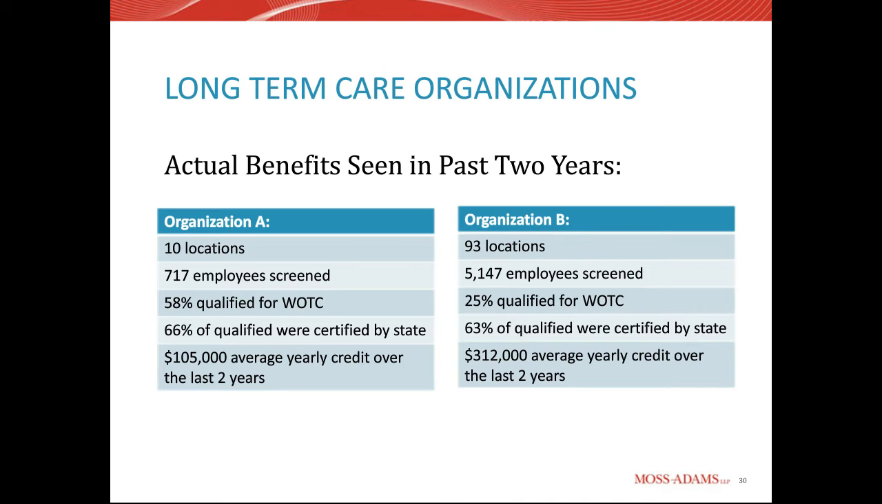And then Organization B, they have 93 locations. They screened 5,147 employees over the last 2 years. 25% of their employees qualified, and subsequently 63% of those were certified. And their average annual credit over the last 2 years was $312,000. And like I said, that was each year. So it can be very substantial regardless of size.